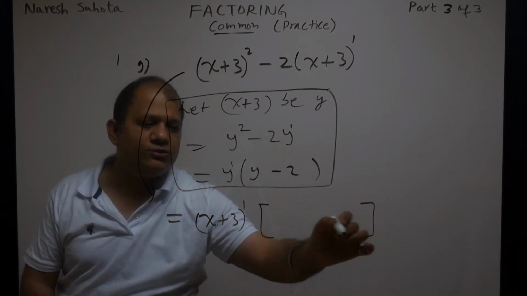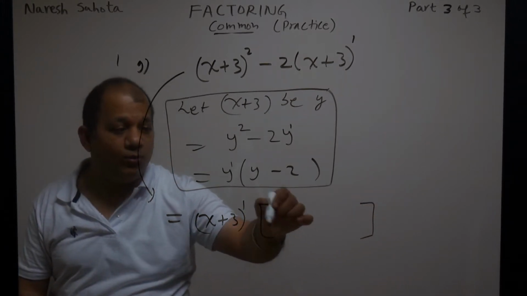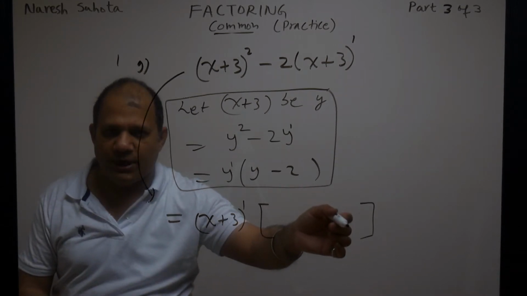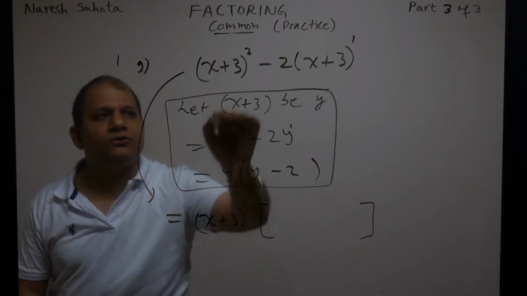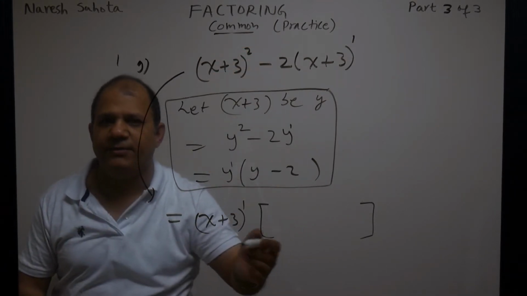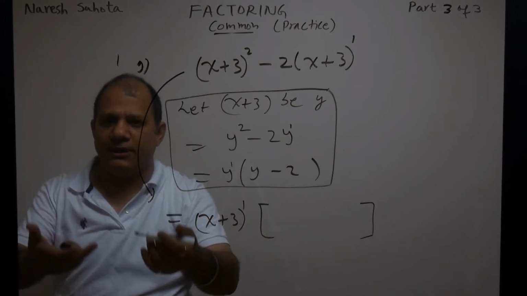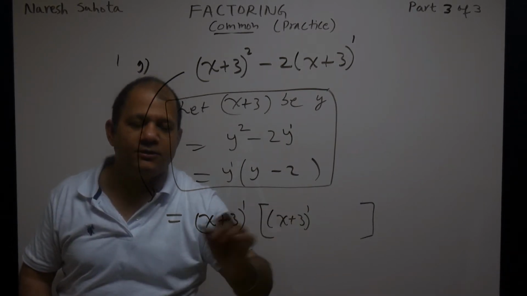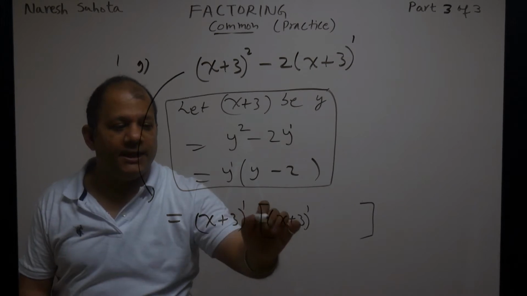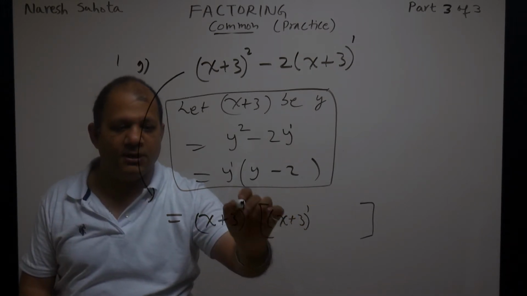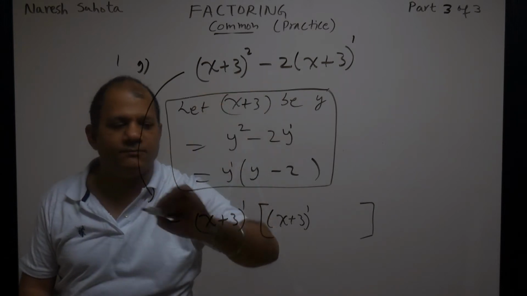So here I'm going to use square brackets because I don't know what kind of terms I'm going to end up with inside the bracket, right? So here x plus 3 times what will give me x plus 3, the whole thing raised to the exponent 2? Well, it'll be x plus 3 to the 1, because now we have the same base. When you multiply, you add the exponents, right?